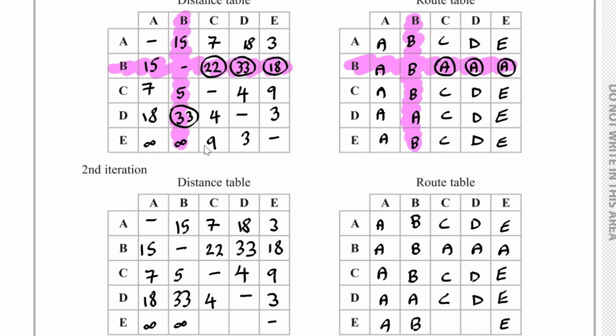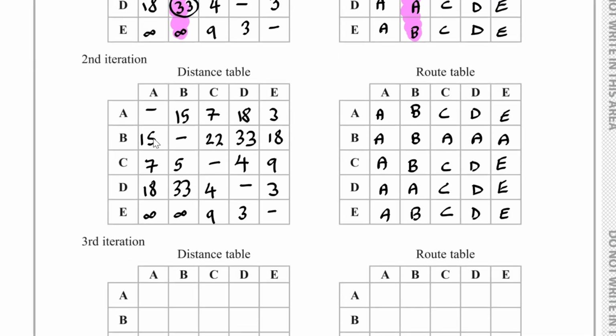Now we look at the 9, we compare that with infinity plus 22. 9 is smaller. We make no adjustments. We now compare the 3 with infinity plus 33. 3 is smaller. We make no adjustments. So let's just check our second iteration. We have A, B, C, D, E, A, B, A, A, B, C, D, E, A, C, D, E, and A, B, C, D, E. So nothing has changed.